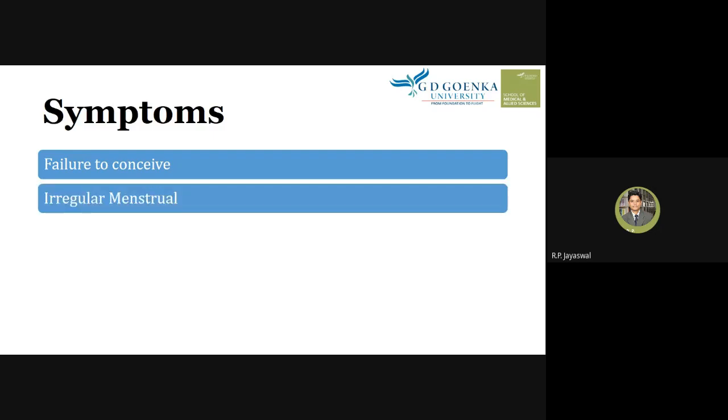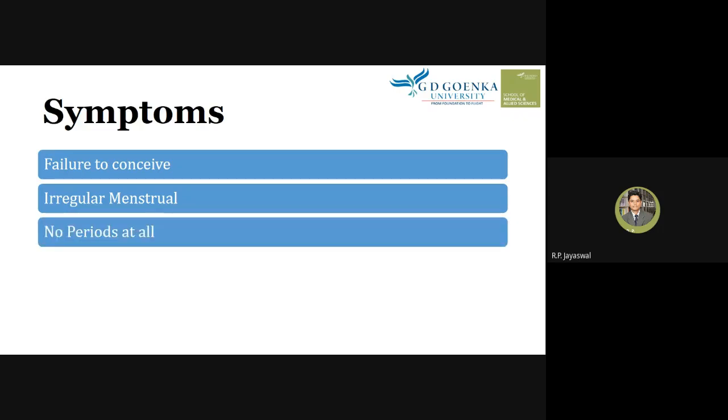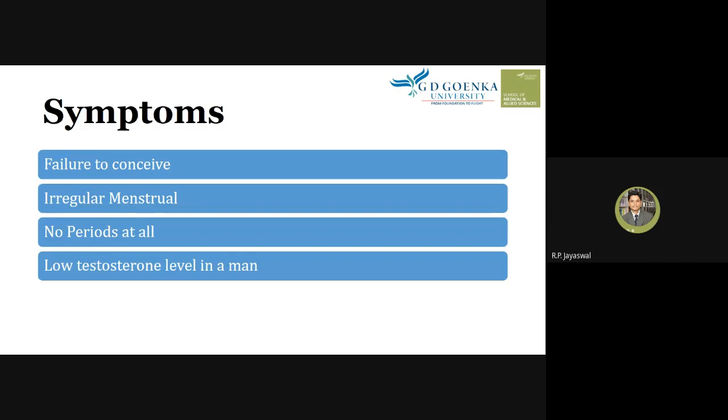Irregular menstruation: women with irregular menstruation should get the FSH tested. No periods at all, so there is no menstrual cycle at all; those females can also get this FSH tested. Low testosterone level in a man: a person who has low testosterone should also get their FSH tested.